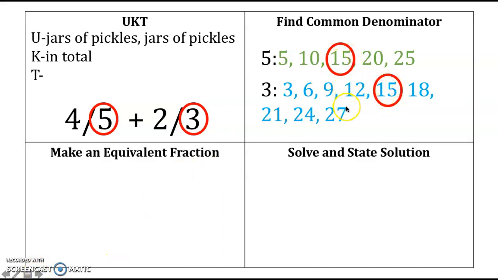Now here comes the hardest part. We need to make an equivalent fraction with these two denominators, 15, in order to add these together appropriately.